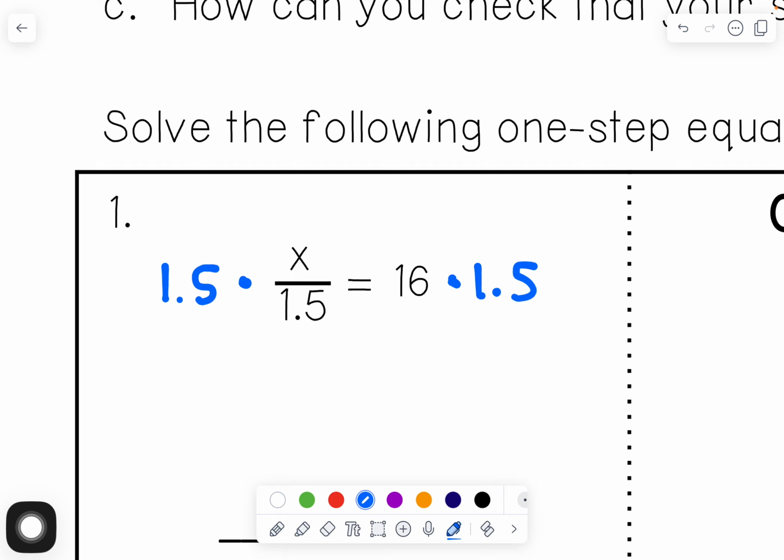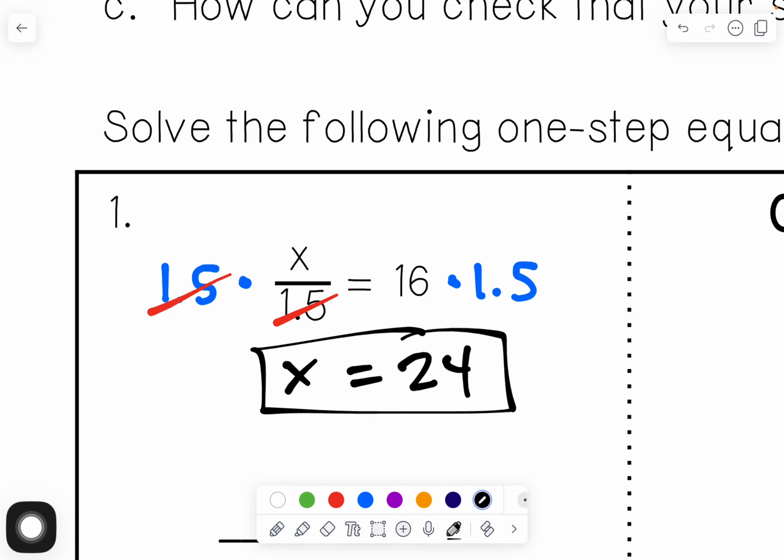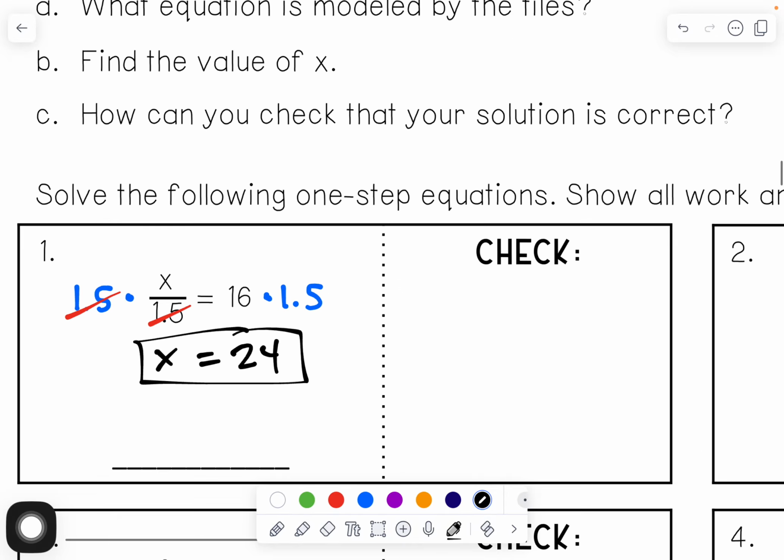The idea here is that if I do the inverse operation, it cancels out the regular operation that's happening in the equation, which leaves me with just the x, or the variable. And then I take 16 times 1.5, and I get 24. You can use your calculator if you need to for that. Now they want us to check our answers, which means we should take 24, and if I divide that by 1.5 on my calculator, I should get 16 for my answer, and that checks.